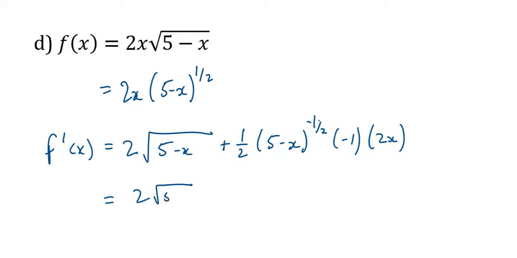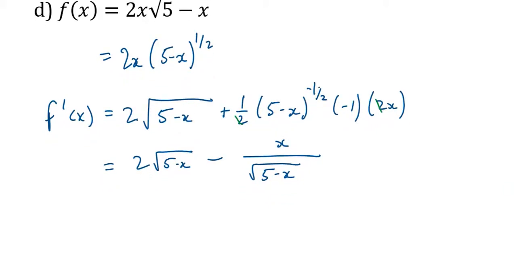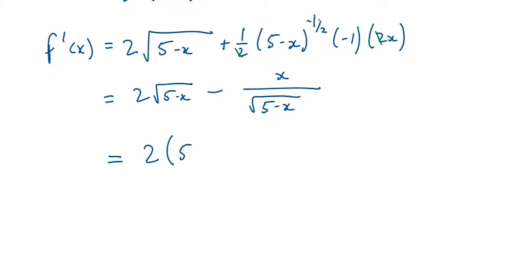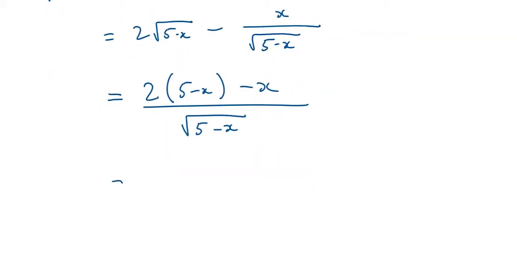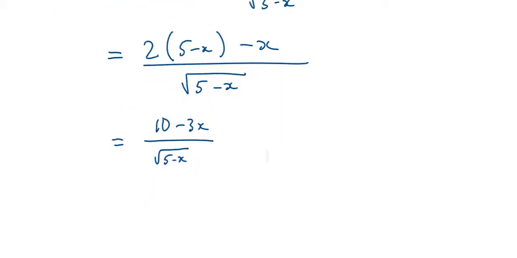Clean this up a little bit. So I've got the negative, and I've got the 2's, 2 on the bottom, 2 on the top. This ends up being, I think, negative x over square root of 5 minus x. It was a negative 1/2, so it goes into the denominator as a square root. This is the part where you have to get a common denominator. So I'm going to multiply by root 5 minus x over root 5 minus x, which gives me 2 bracket 5 minus x, minus x. This is just common denominator. We did it yesterday. Over root 5 minus x. This is 2 times 5, which is 10. 2 times negative x, negative 2x minus x is minus 3x, over root 5 minus x.